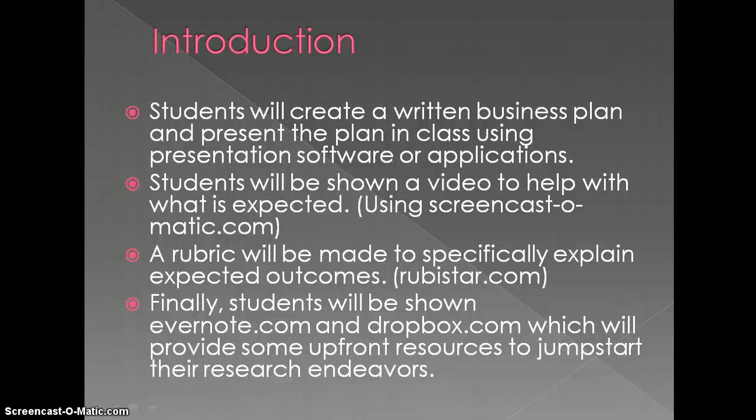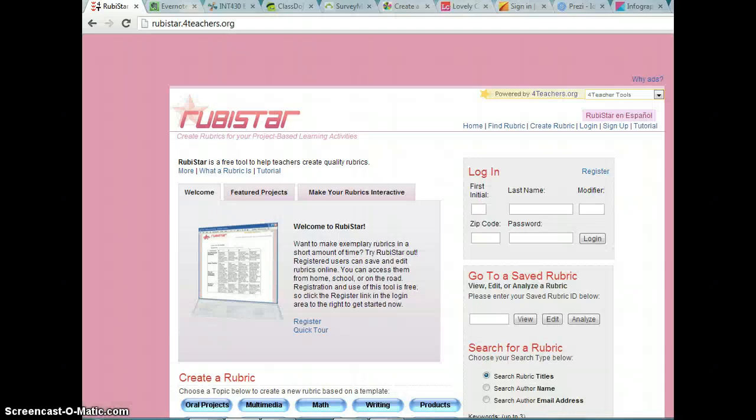I also made sure to give them a rubric so that they would know exactly what was expected of them. In order to make this rubric, I used rubystar.com. It's actually rubystar.forteachers.org. It's a great website that can really help you to make a rubric that the students can use. And it helps you think of things that maybe you wouldn't have thought about before.